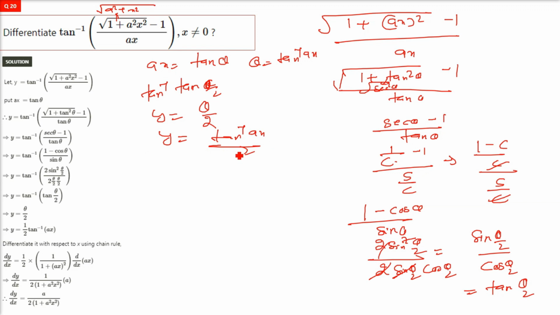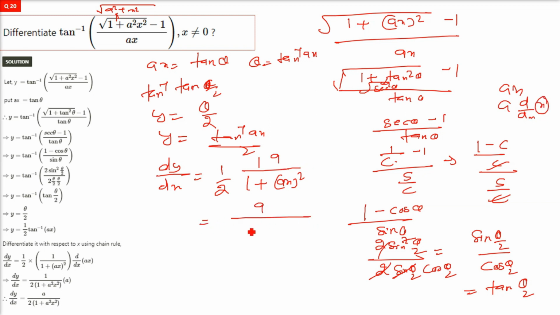And the derivative of tan inverse of anything will be 1 by 1 plus square of that thing. So dy by dx will be, this half will come outside, tan inverse ax will be 1 by 1 plus this ax whole square, a square x square. And dy by dx of ax will be, because of the chain rule, a. So you get a by 2, 1 plus a square x square. This is your final answer.